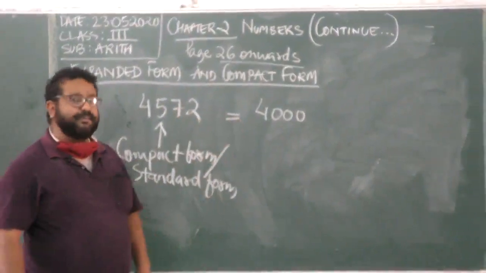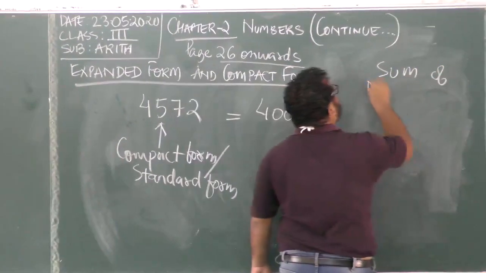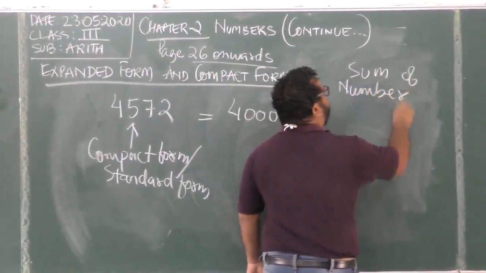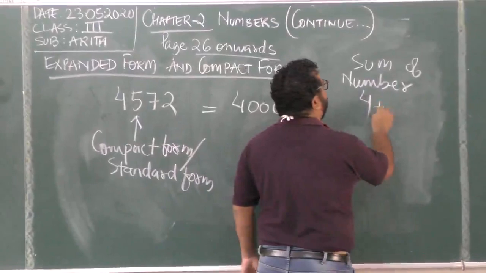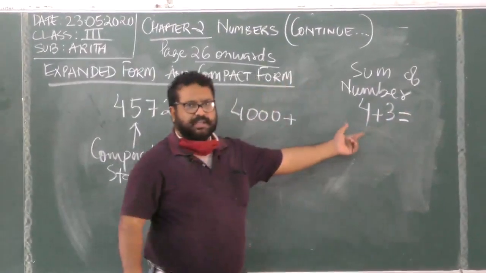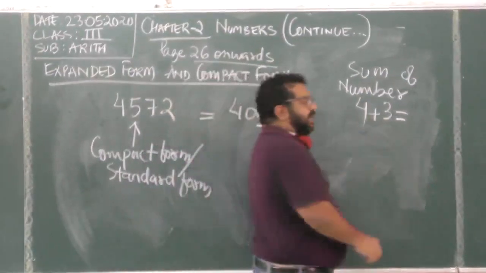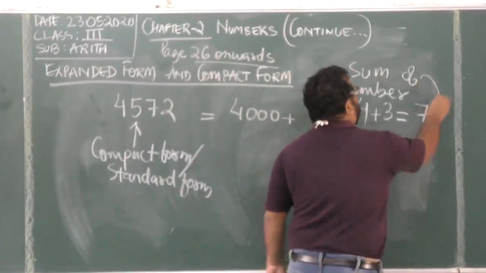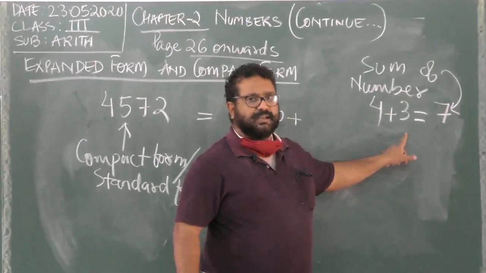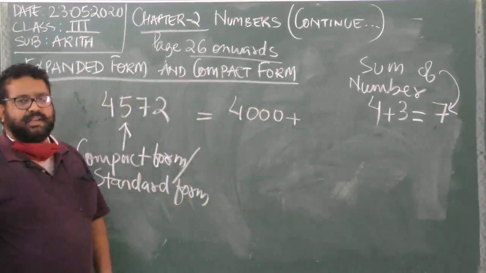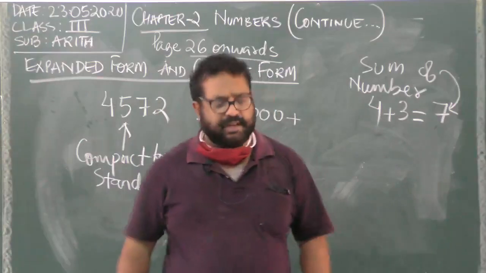Sum of it. Now sum of it means plus. When we say sum of numbers, what do we mean? We mean adding. Suppose two numbers are there, 4 and 3. The sum of these two numbers is the addition of these two numbers. We add, how much do we get? 4 and 3 is 7. So 7 is the sum of 4 and 3. Do you understand? Similarly, the expanded form is the sum of all the place values of a given number.